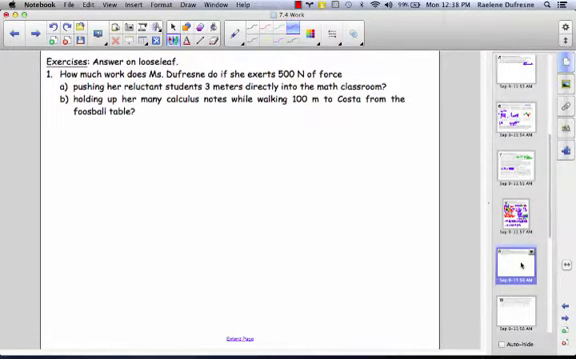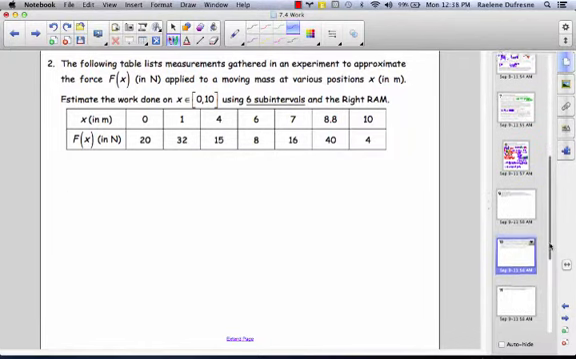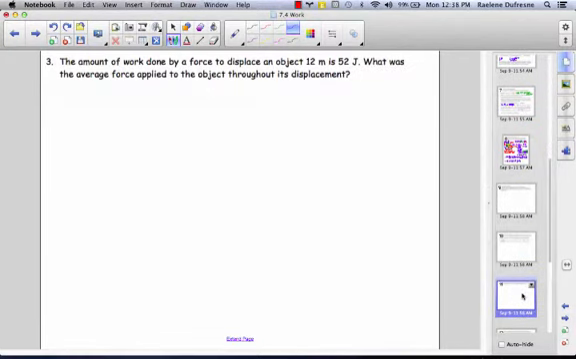Starting the exercises, I'm going to leave you to try question number 1 and question number 2 on your own, and we'll start with number 3. The amount of work done by a force to displace an object 12 meters is 52 joules. What was the average force applied to the object throughout its displacement?